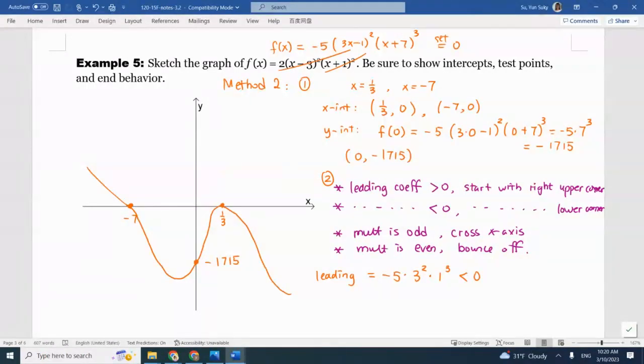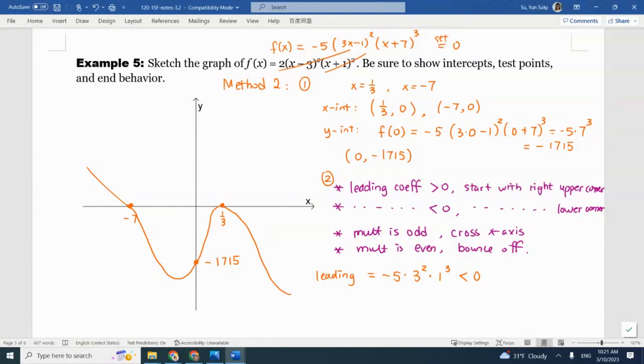Questions? Okay, so for the f of 0, I was confused. When you're doing -5 times 3 times 0 minus 1. Never mind, I got it. I just said it out loud and I got it. Oh, okay. Yeah, sorry. No problem. When you have questions, feel free to ask. So this is the second method.